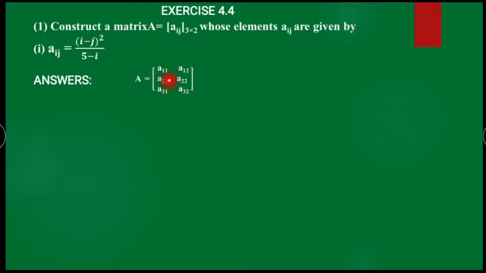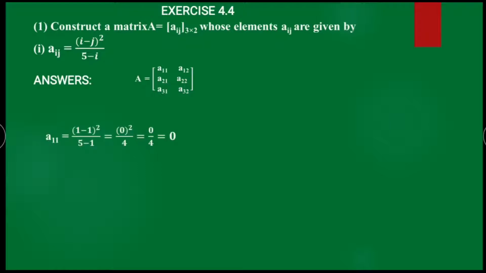So that is for value of i and j. Here we have to find a matrix of order 3 by 2. So we write here elements in the form of a11, a12, a21, a22, a31, a32, because a11 lies in first row first column, a12 lies in first row second column. So here the value of a11 is calculated by using this formula by substituting i equals 1, j equals 1.